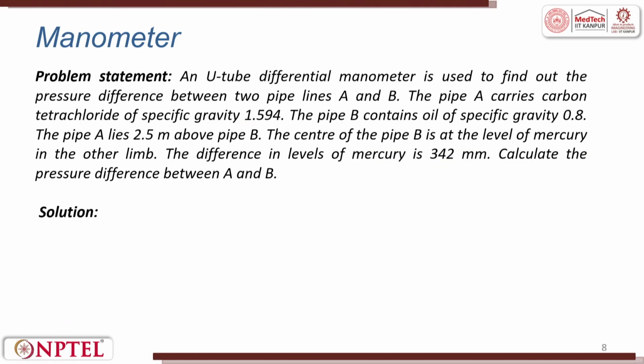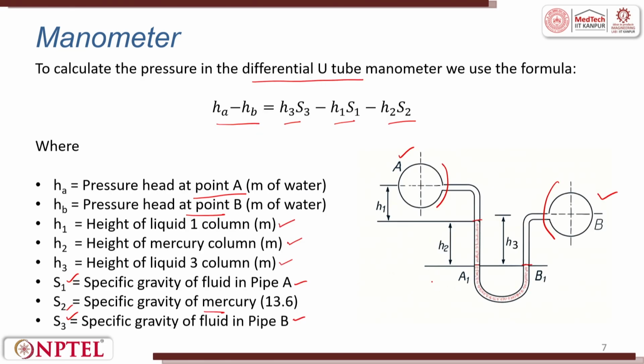Now let me say problem statement. It says a U-tube differential manometer is used to find out pressure difference between two pipelines A and B. The pipe A carries carbon tetrachloride of specific gravity this. Pipe B contains oil of specific gravity this. The pipe A lies 2.5 meter above pipe B. The center of pipe B is at the level of mercury in the other limb. The difference in the levels of mercury is 342 millimeter. Calculate the pressure difference between A and B. This is a setup that was just shown in the previous figure, like this figure.